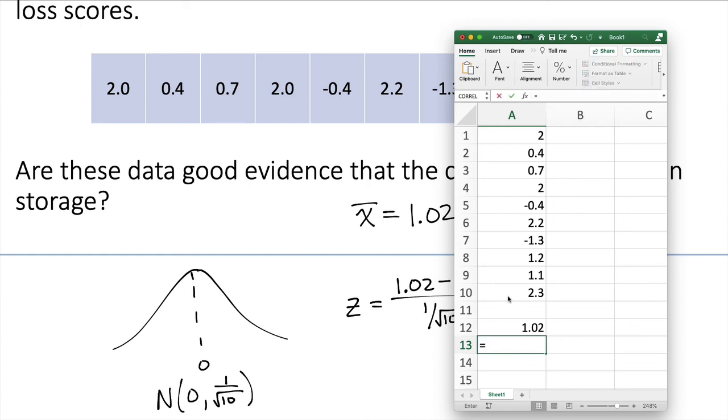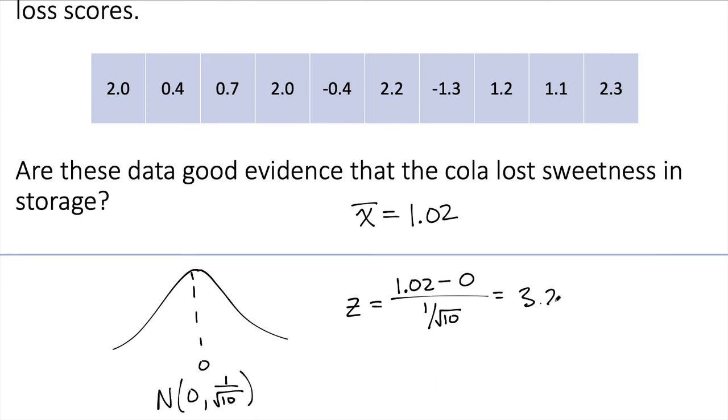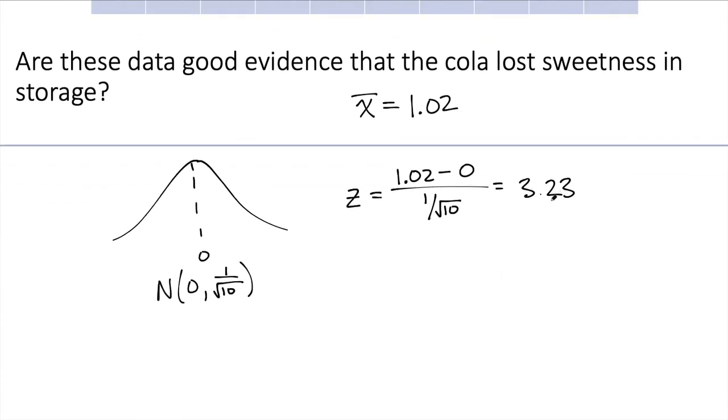So equals 1.02 over 1 over the square root of 10. We get about 3.23. Now, 3.23 standard deviations away from the mean. All right, so 1 standard deviation, 2 standard deviations, 3 standard deviations, and we're past that. We're out here. And we see that the likelihood of that happening is very small.